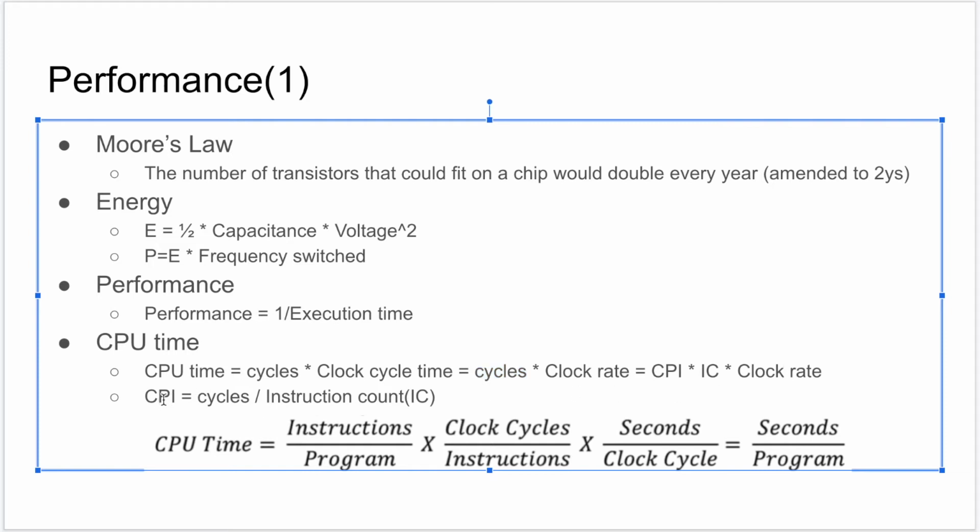Also, CPI is cycles per instruction, so we use cycles over instruction count. Another formula is CPU time is instructions over program, times clock cycles over instructions, times seconds over clock cycle. The middle part is actually CPI, cycles per instruction. And the third part, seconds over clock cycle, is what we call the clock cycle time here. So those formulas are actually the same.